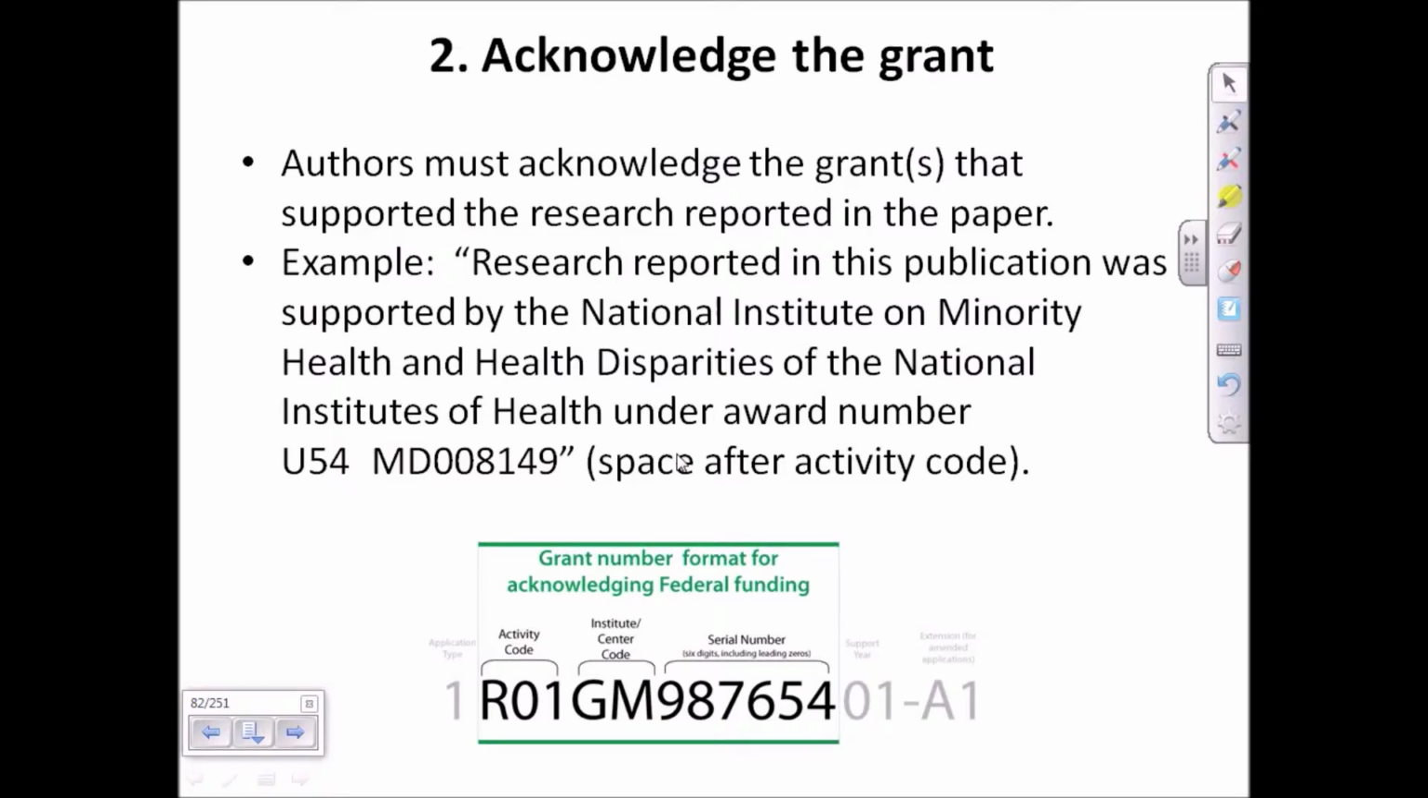Then after the center code, you have the serial number, which is just a 6-digit number that identifies that grant. So those are the sections you need to include: the activity code, the center code, and the serial number. Any numbers after that are not relevant because those are things like the year of the funding, year 1, year 2, or perhaps a supplement, S1, S2, that kind of thing. You can leave those off. What you need is the numbers in the middle there.